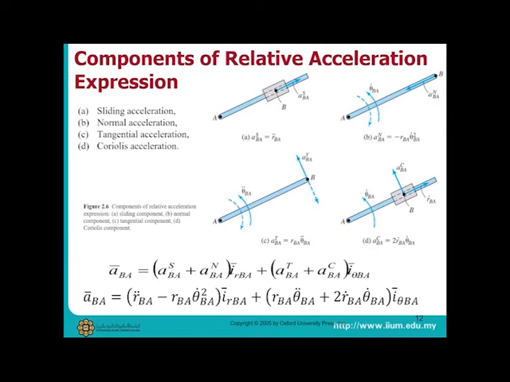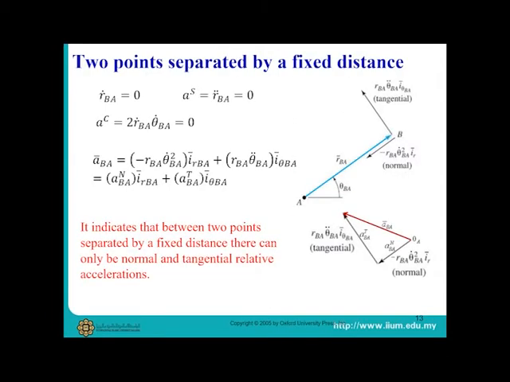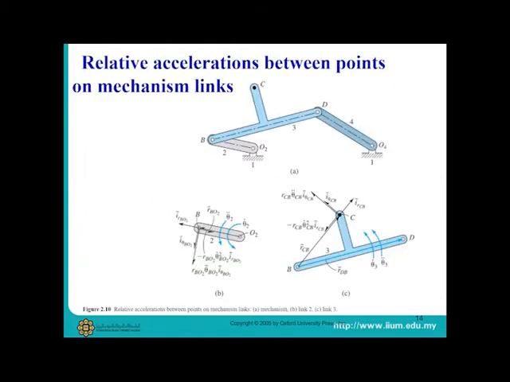You can pause this video to really digest their directions. If the distance between point A and point B is fixed, r dot is equal to 0 and r double dot is equal to 0. Therefore, both sliding and Coriolis acceleration are equal to 0. Now, let's look at an example similar to the velocity analysis example.